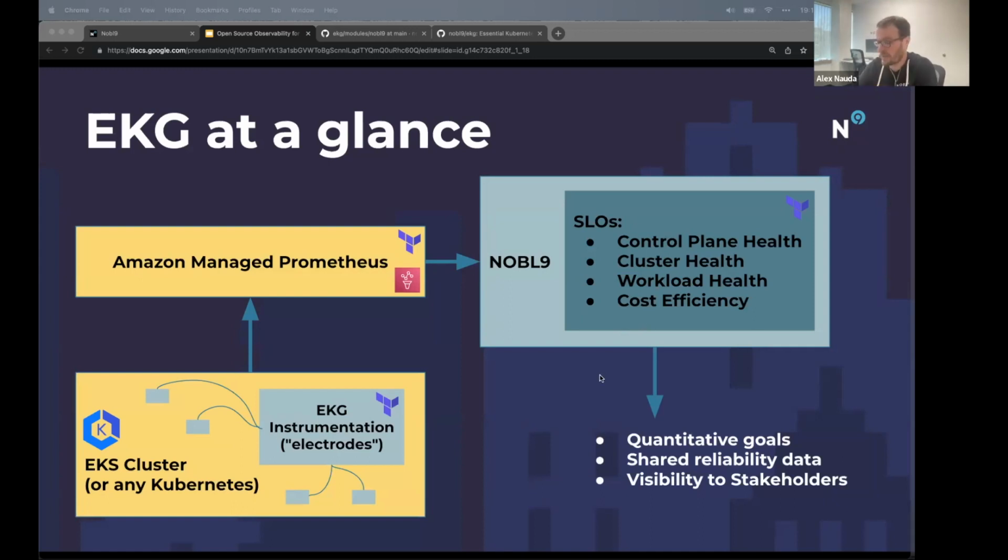Once you have those SLOs running, what that allows you to do is to set quantitative goals for how you want that cluster to behave. It gives you a version of shared reliability data that you can share with other stakeholders. For example, if you're a platform engineer that's supporting some dev teams, some production teams, some product teams, some business stakeholders, perhaps some customer stakeholders, you can use this shared reliability data to talk about and to manage the reliability of those clusters jointly with those stakeholders and give visibility to your stakeholders.